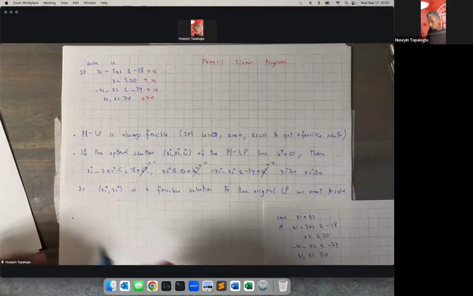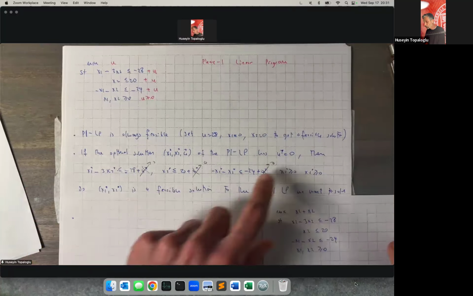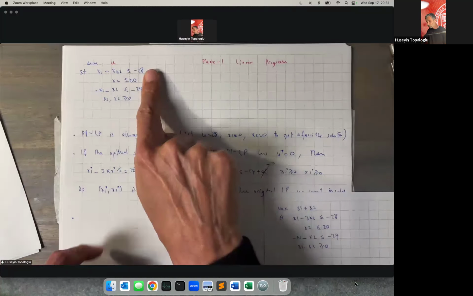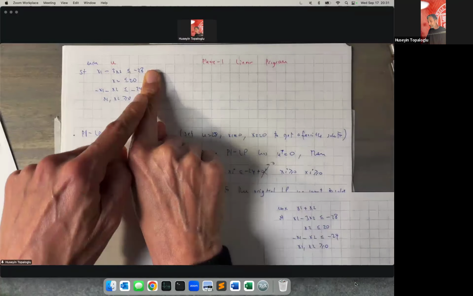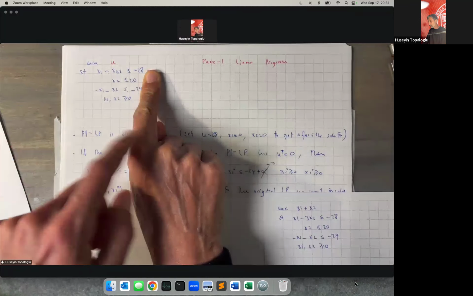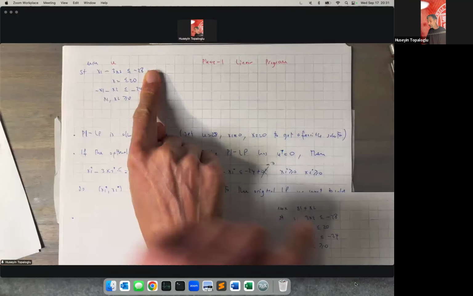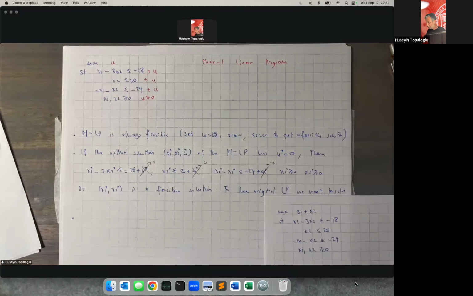If, on the other hand, we solve the phase 1 linear program and at the optimal solution, the value of the decision variable u is strictly greater than 0, then there's no way I could push u all the way down to 0 and find corresponding x's that satisfy these constraints, which means that the original linear program that I would like to solve does not have a feasible solution.